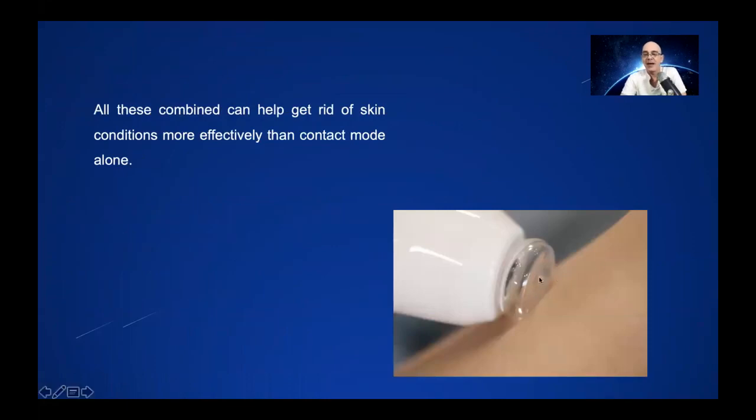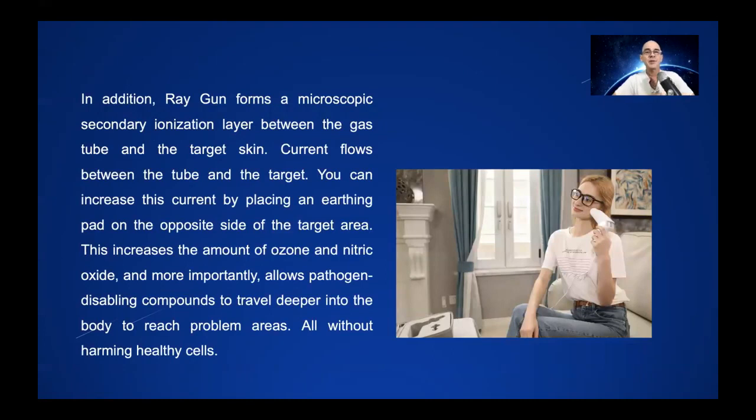This is how you apply ray gun in arc mode. You touch the front of the tube against the skin, and you have it on an angle so that a little bit of a gap is on the other part of the tube, and ozone gets created here. Copious amounts of ozone. Now, in addition, ray gun forms a microscopic secondary ionization layer between the gas tube and the target skin. Current flows between the tube and the target.